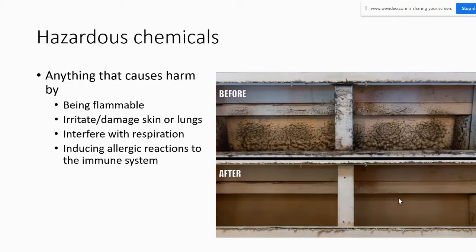Hazardous chemicals are anything that can cause harm by being flammable, causing damage to your skin, interfering with respiration, or inducing allergic reactions in the immune system. There are some amazing things that are more hazardous than people realize.